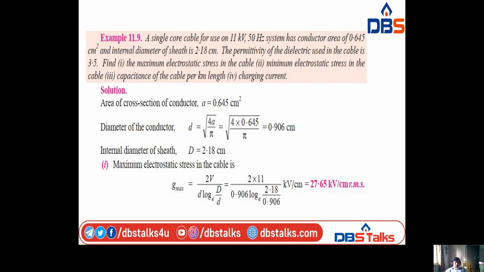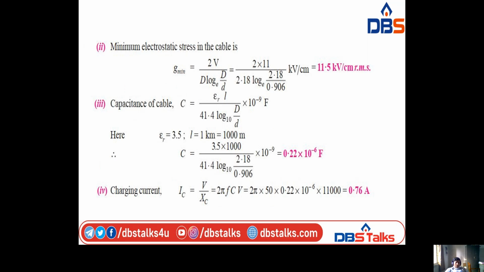The maximum electric stress occurs in the cable at the conductor. That is G maximum is equal to 2V by small d log capital D by small d. So 2 into 11 by 0.906 into log 2.18 by 0.906 base E, that is equal to 27.65 kV per centimeter RMS value. Now minimum G is equal to 2V by capital D into log capital D by small d, 2 into 11 by 2.18 log 2.18 by 0.906 base E kV per centimeter, that is equal to 11.5 kV per centimeter.